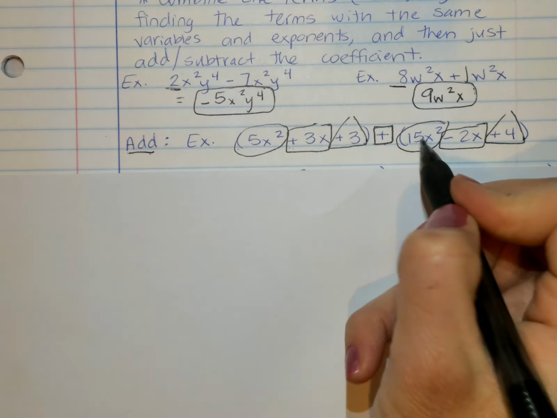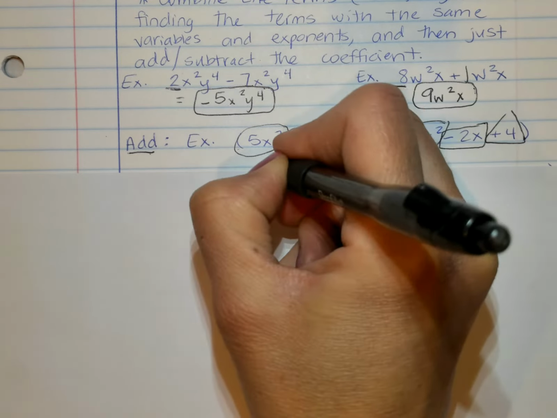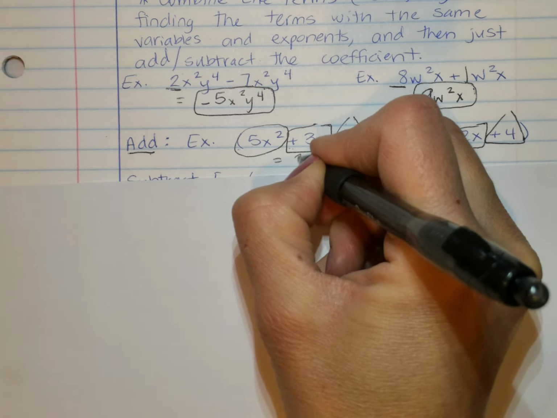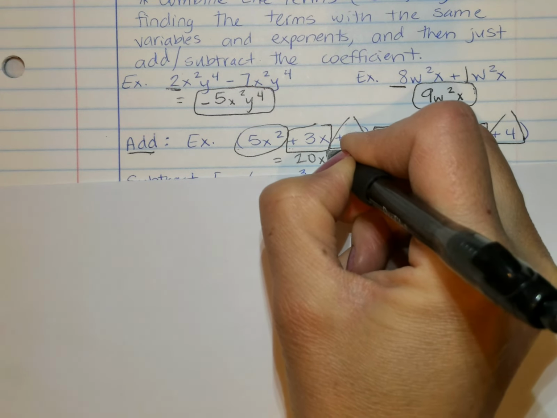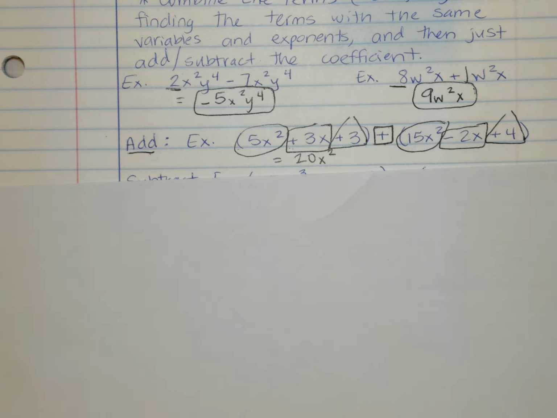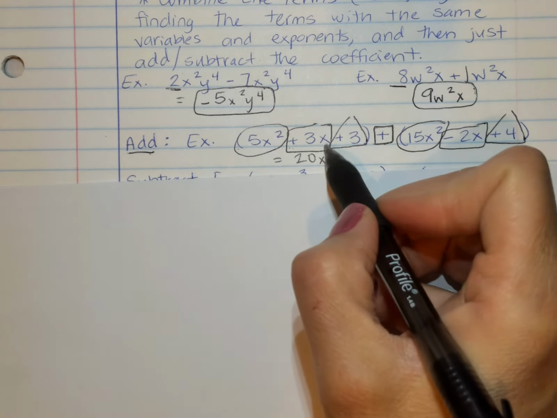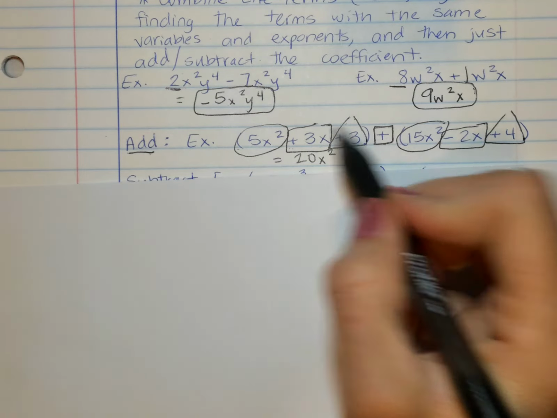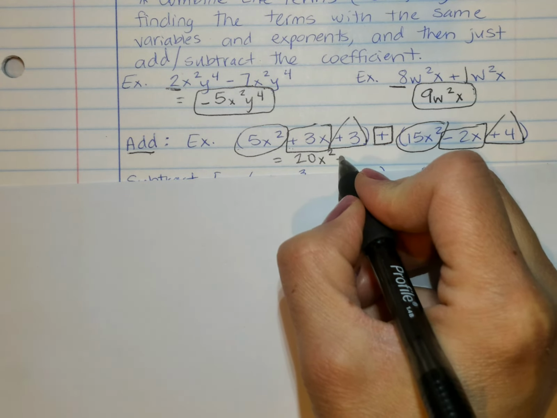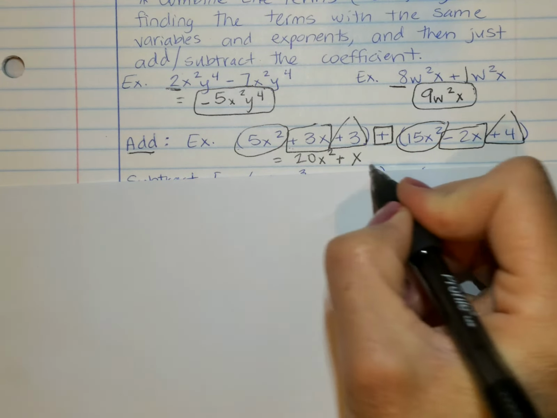So positive 5, positive 15, that makes, I'm going to write my answer down here, 20x squared. Remember, you don't change the variable or the exponent. And then I have my 3x minus 2x. 3 minus 2 is 1. And I don't write the 1. It's an invisible 1 coefficient.